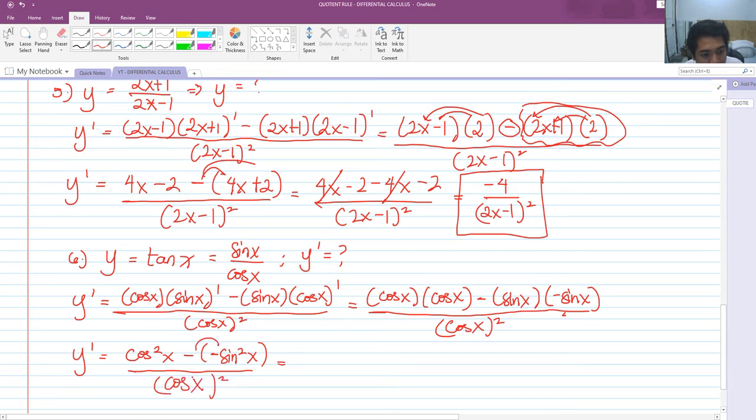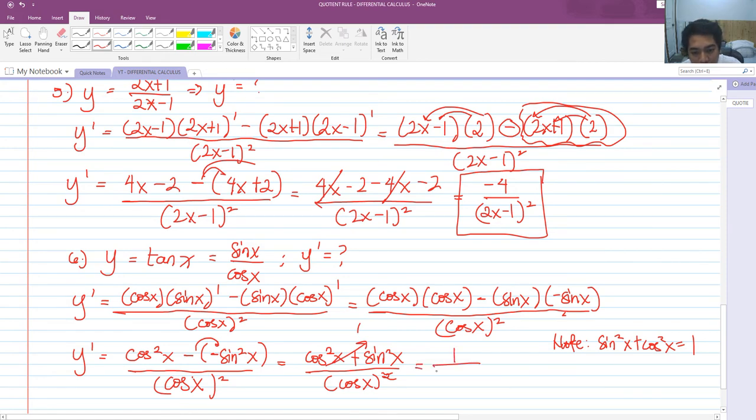So, distributing the negative sign, this becomes cosine squared of x plus sine squared of x. Negative times negative would become positive, all over cosine of x squared. Okay, by Pythagorean identity, we know that sine squared of x plus cosine squared of x from your trigonometry is equal to 1. So, basically, this whole numerator equals 1. So, we have 1 all over cosine of x squared.